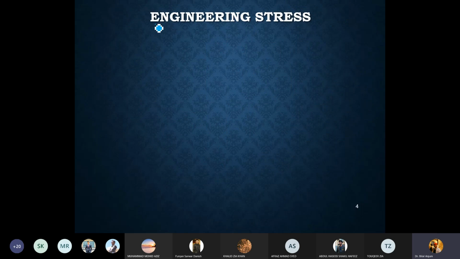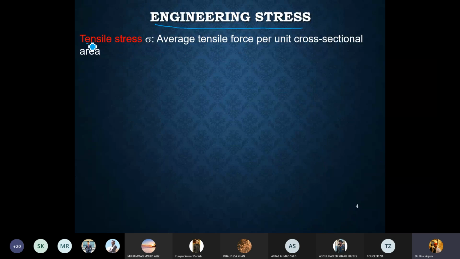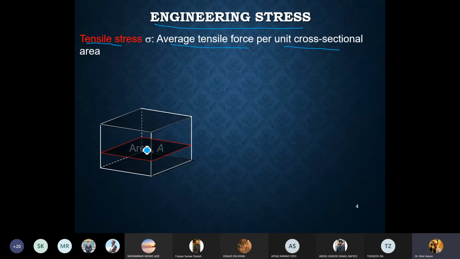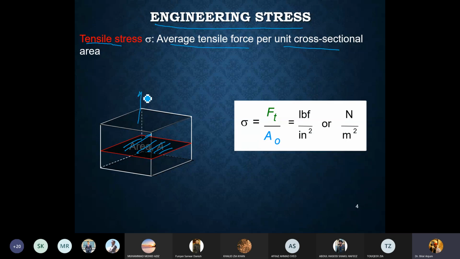Now, how do you quantify engineering stress? Engineering stress or tensile stress is average tensile force per unit cross-sectional area. So if you have this block, this is the cross-sectional area. The force applied onto this block, which is the tensile force, divided by the cross-sectional area A naught, would give you the engineering stress represented by this symbol. This could be pounds per inch square or newtons per meter square.